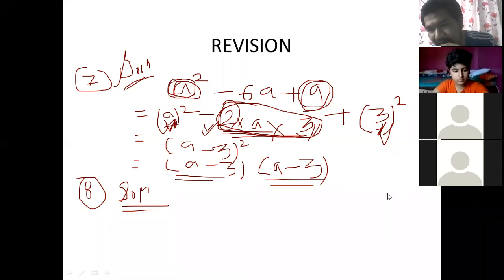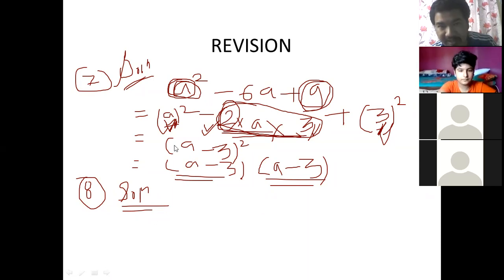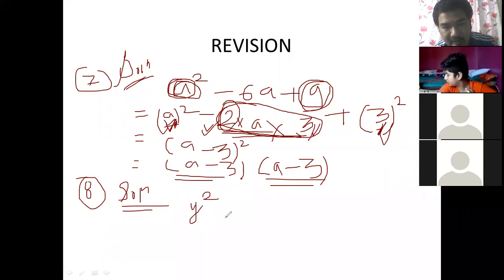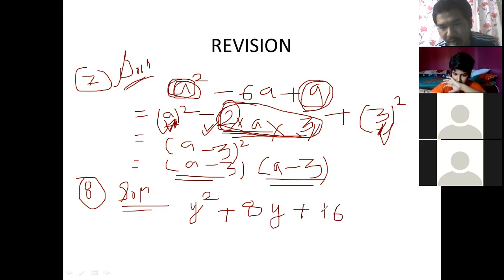Okay, I am asking again, Eugene. How will you factor this? If y square plus 8y plus 16 is given here, how will you factorize it? Apply the same rule, sir. I will do it and tell you. Okay, you do it and tell.